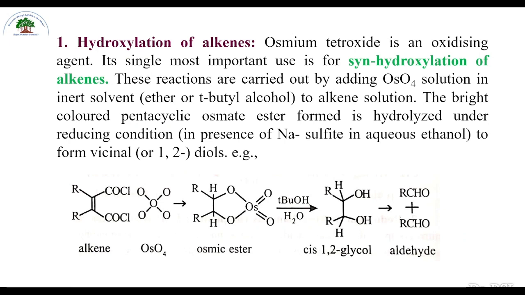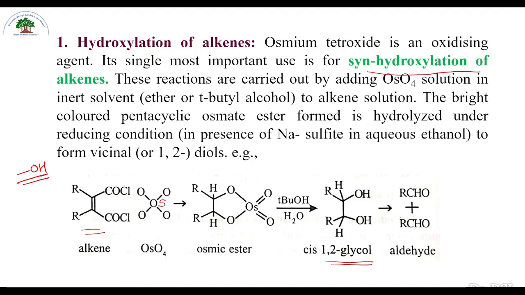Hydroxylation of alkene is the most important use of osmium tetroxide. Here, hydroxylation means introduction of OH groups on the molecule. And particularly, syn-hydroxylation of alkene occurs with the help of osmium tetroxide. Here, any alkene can be converted into 1,2-glycol.